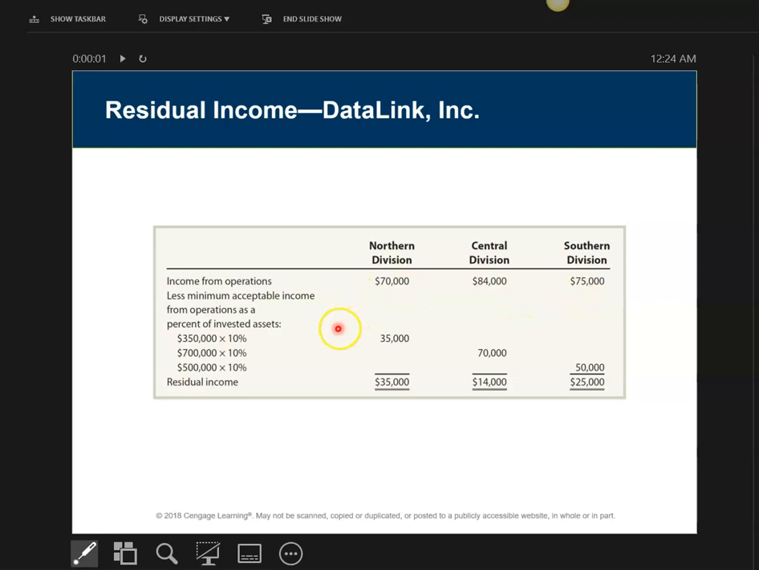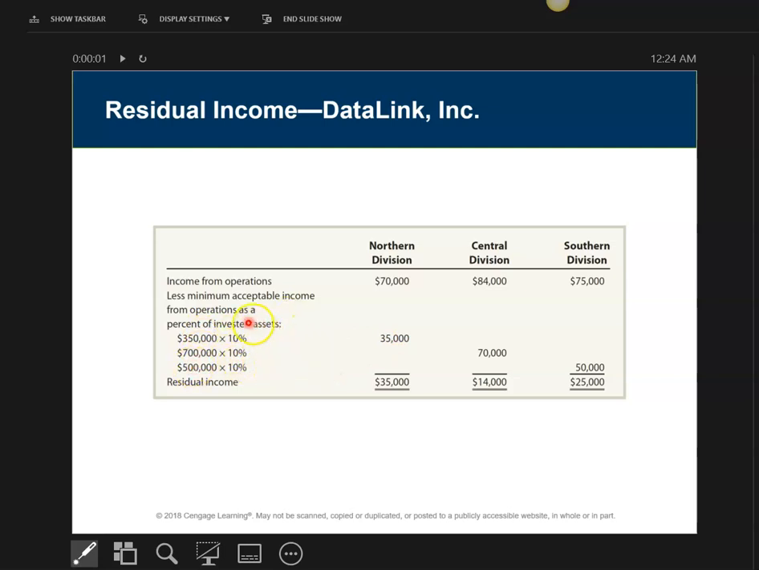Most of the time, it states the minimal acceptable income from operations as a percent of invested assets. A lot of times companies say, we will only accept 10%, as 10% is our minimum. We don't want anything less than 10%. So to figure out my minimum acceptable income, I'm going to take 10% of my invested assets. This percent is set. This is the minimal percent rate. This is the minimal dollar amount, and it's often a percent of my invested assets.